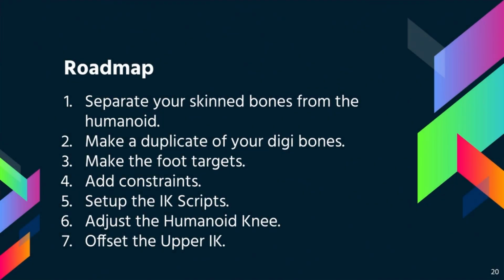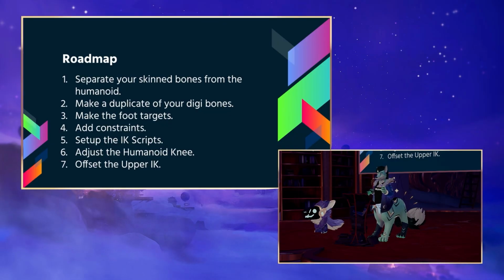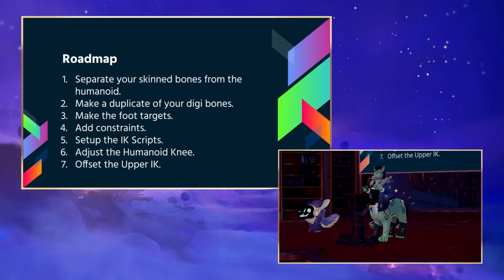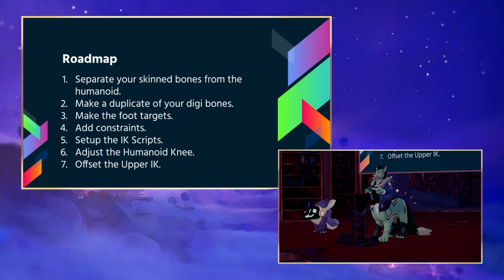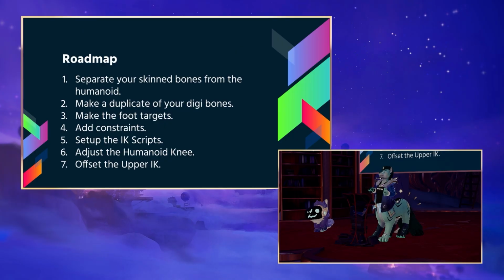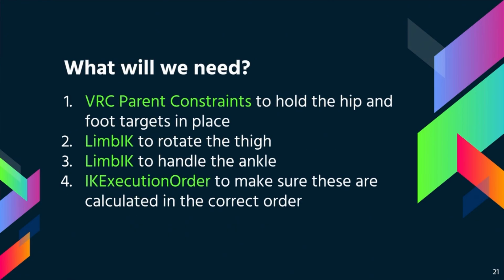All right, so let's take a quick roadmap of what we're going to actually have to do to achieve this. Okay, so we're going to have to separate the skin bones from your humanoid. So we're going to have to make sure that your legs, shown legs, are separate from your real legs. Kind of like how we do with a lot of other mapping techniques. Then we're going to make a duplicate of our digibones, make the foot targets, add constraints, set up the IK scripts, adjust the humanoid knee, and then offset the upper IK. That's a lot, I know. We'll get through it here in a minute.